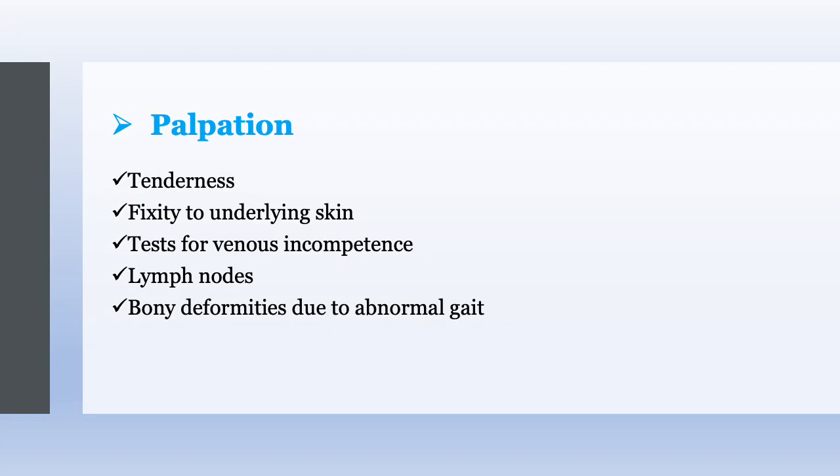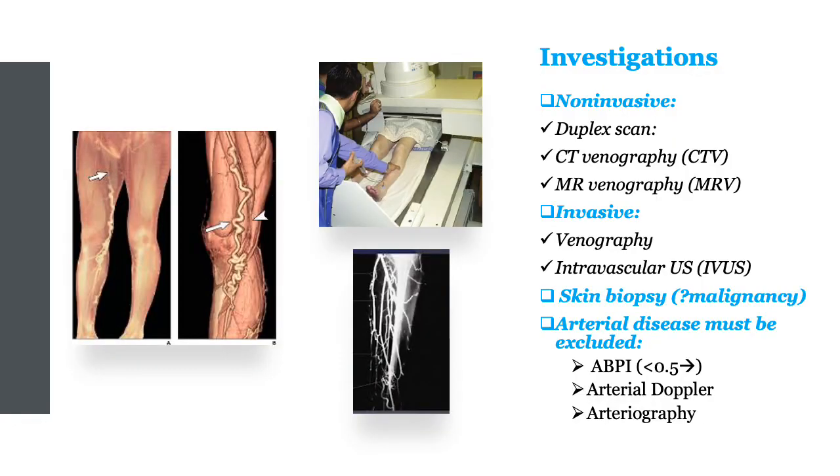Regarding palpation, there is tenderness, and it is fixed to underlying skin. With palpation we sometimes need to test for venous incompetence, to test for local lymph nodes, and sometimes bony deformities are evident due to abnormal gait.